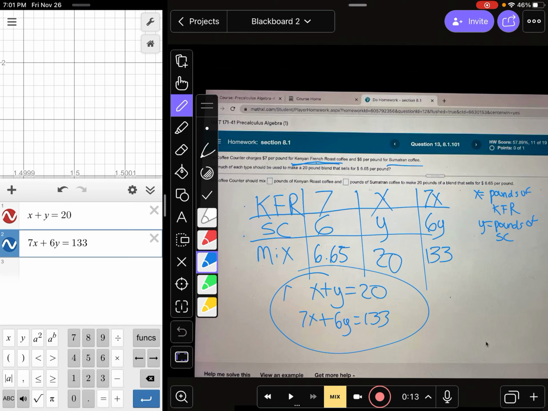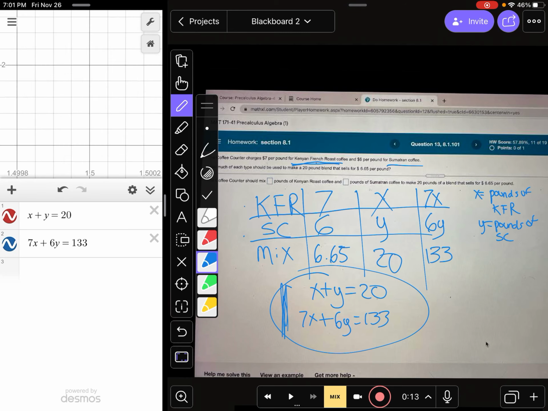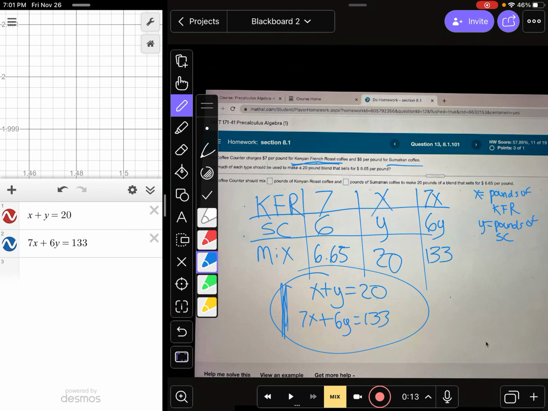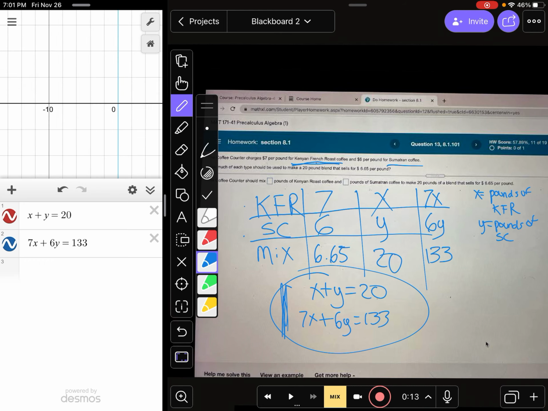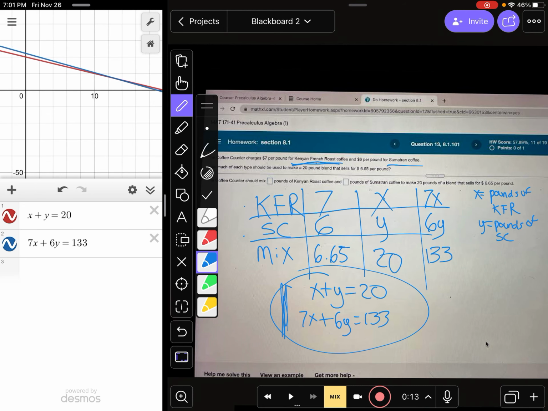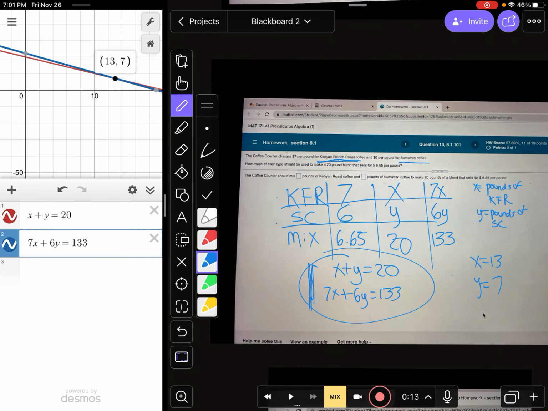So I just typed it in exactly as I see it. And where they cross will be your solution. So I'll zoom out till I see my graphs. I zoomed way in on my last one, so I got to zoom way out. There it is. And there's where they cross, 13 and 7. So x equals 13, y equals 7. And let's use that to answer my question.